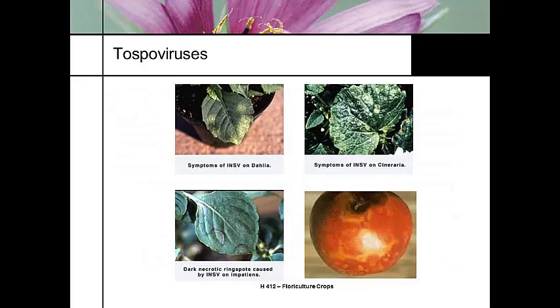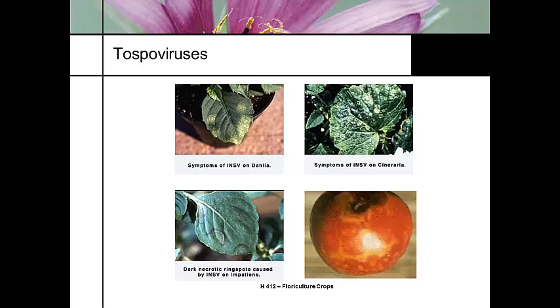So some of the diseases we have to deal with in our crops, viruses are one of them. Tospoviruses, such as impatiens necrotic spot virus or tomato spotted wilt virus, are actually vectored by the western flower thrips. You control the western flower thrips, you control the tospovirus. If you get a tospovirus infestation in your greenhouse, typically the only way you can get rid of it is to throw it away and control your thrips.